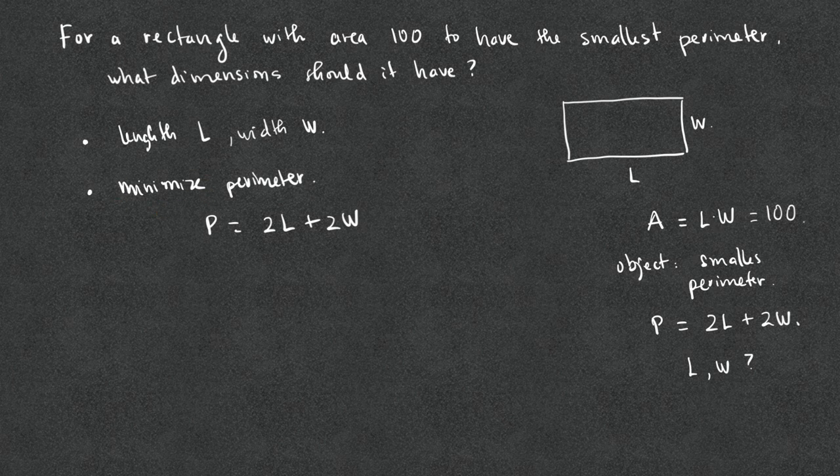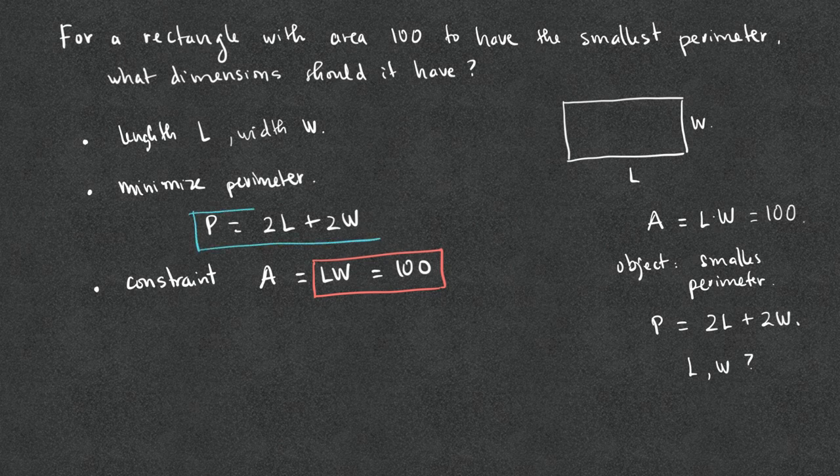Next, we need to identify the constraint. The constraint is the condition that we have to work with. In this case, we need to minimize the perimeter while maintaining the area, length times width, to be 100. So the equation for the constraint is L times W equals 100. And the objective equation is again P equals 2L plus 2W.